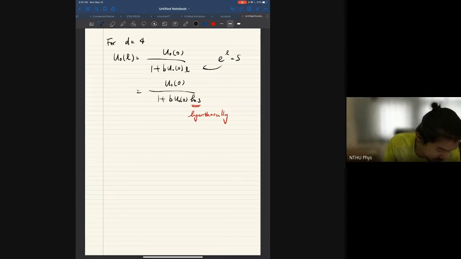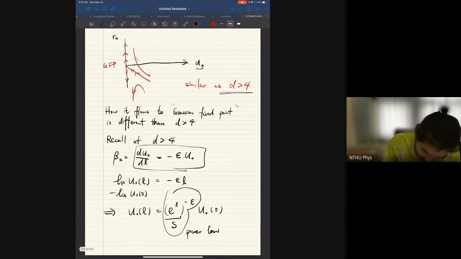Okay, it flows slower, basically. Now, the other question is, what is this line in the d equals 4 case? How do we obtain this line?